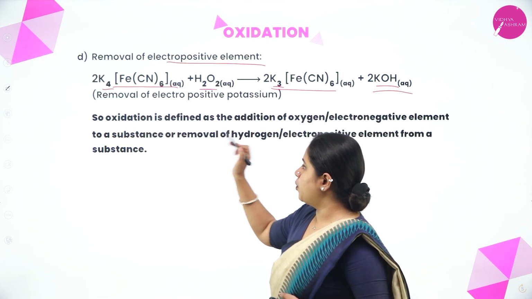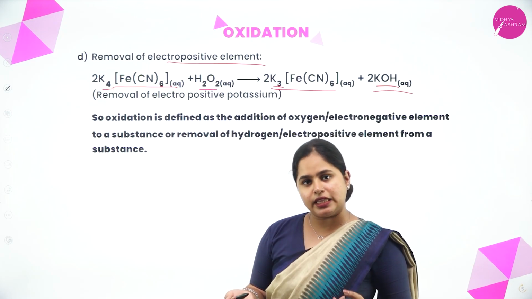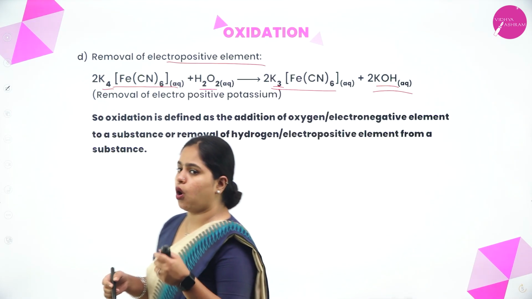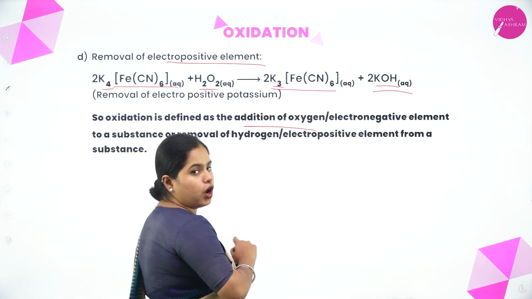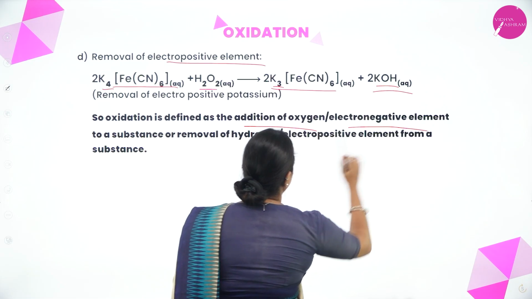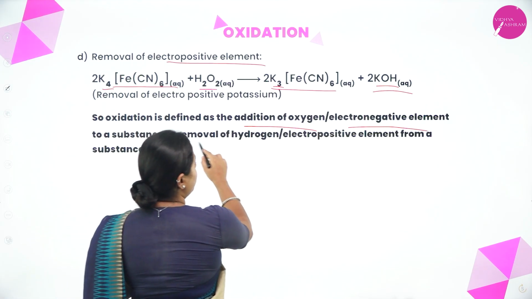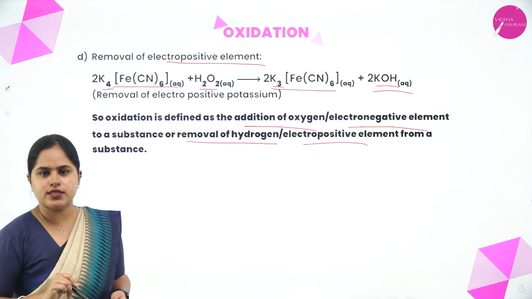As you can see here, the potassium, which is the electropositive element, is being removed. So in that way also we can define oxidation. In general, oxidation is defined as the addition of oxygen, or addition of an electronegative element. Either of these we can say, or else it is a removal of hydrogen or a removal of an electropositive element. So I hope oxidation is clear.